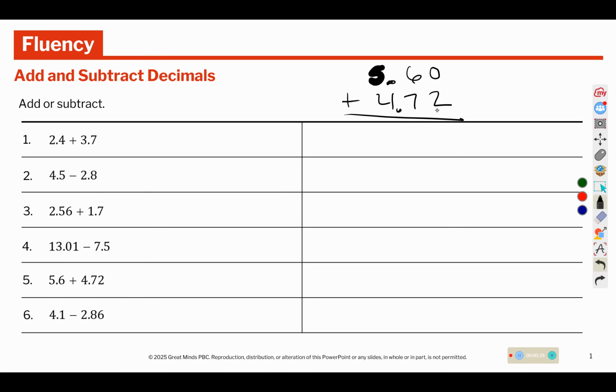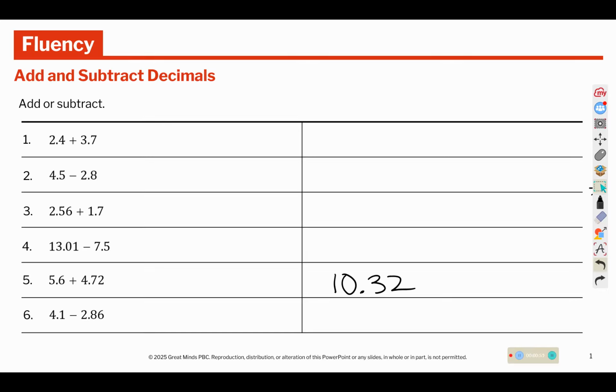0 plus 2 is 2. 6 plus 7 is 13. 1 plus 5 is 6. Plus 4 more makes 10. And our decimal place needs to be aligned as well for 10.32 as our answer.